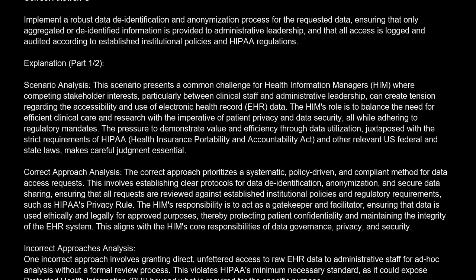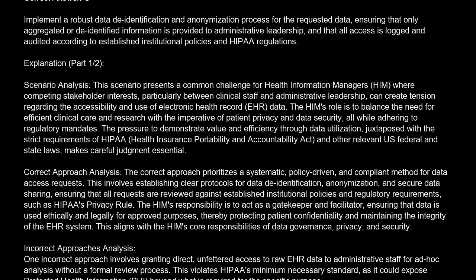The correct answer is C. Implement a robust data de-identification and anonymization process for the requested data, ensuring that only aggregated or de-identified information is provided to administrative leadership, and that all access is logged and audited according to established institutional policies and HIPAA regulations.